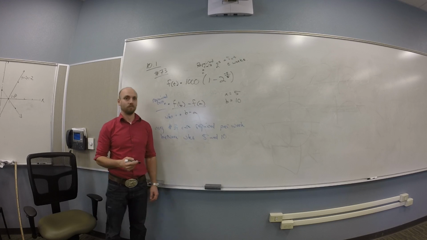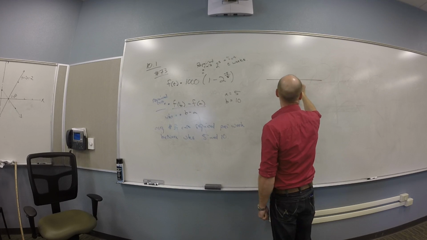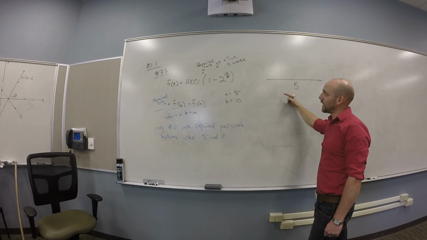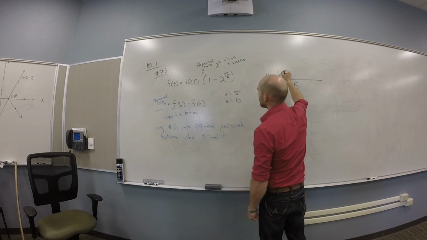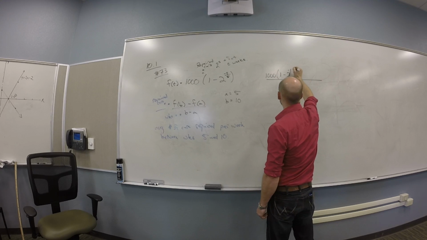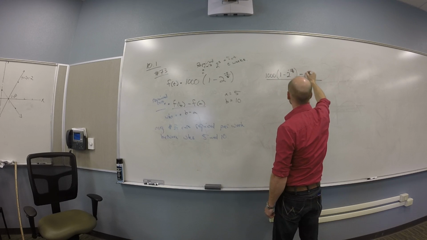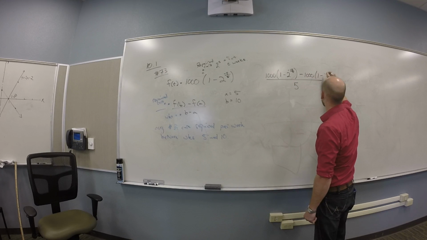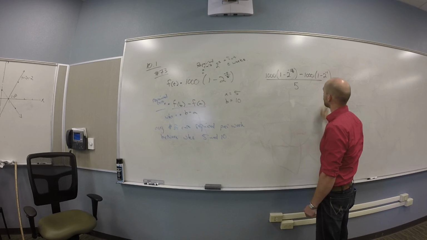Plug and chug. Okay, so I'll do b minus a for you. Pretty sure that's 5. I hope so. Okay, what's f of b? That's 1,000 times 1 minus 2 to the power of negative 10 over 5. Then I subtract from that 1,000 times 1 minus 2 to the negative 5 over 5, which is negative 1.